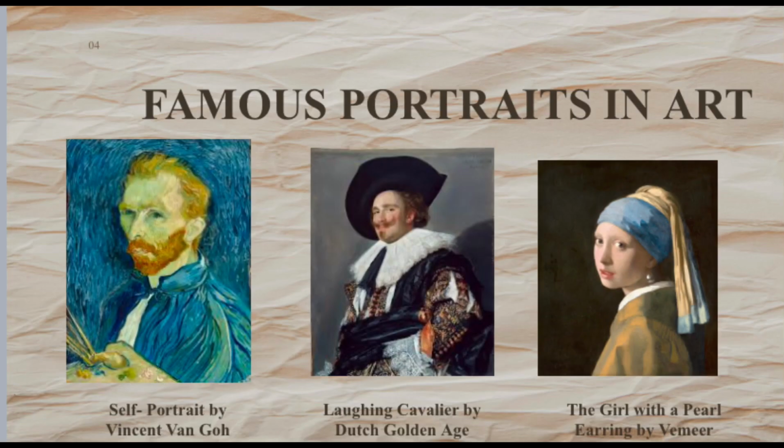Now let's look at some iconic examples of portraits in art that you might recognize. On this slide, we have the first one. We see that captivating The Girl with a Pearl Earring by Johannes Vermeer. Her gaze and the famous pearl are instantly recognizable. Next is The Laughing Cavalier by Frans Hals, a brilliant example from the Dutch Golden Age known for its lively expression and intricate details. And finally, we have Vincent van Gogh's Self-Portrait, a powerful and expressive work that gives us a glimpse into the artist's soul.